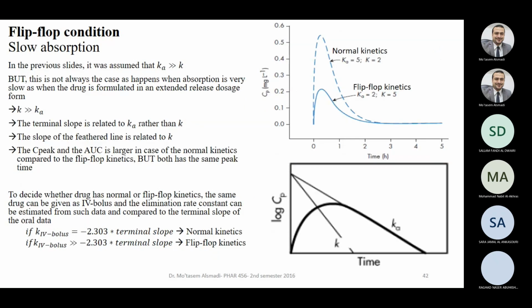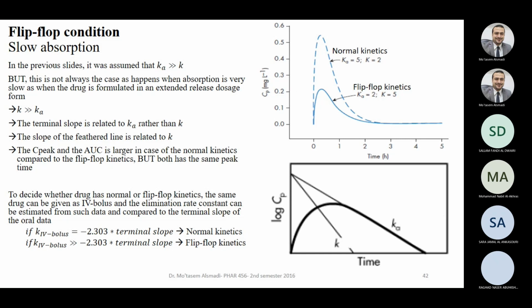أنا نحكي عن موضوع الفليب فلوب كاينت. شو يعني flip flop كاينت اللي حكينا؟ What does it mean? Elimination rate is faster than the absorption rate, which means that the absorption is a slow process. When can the absorption rate be a slow process? Now, what causes the absorption rate to be slow?